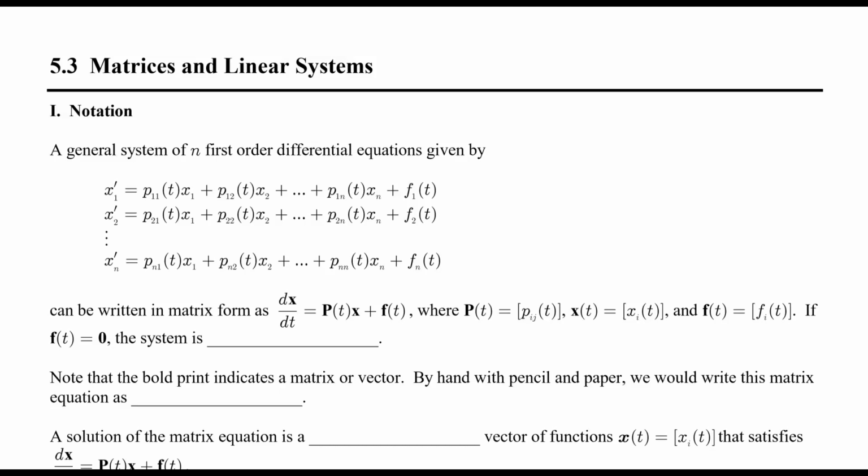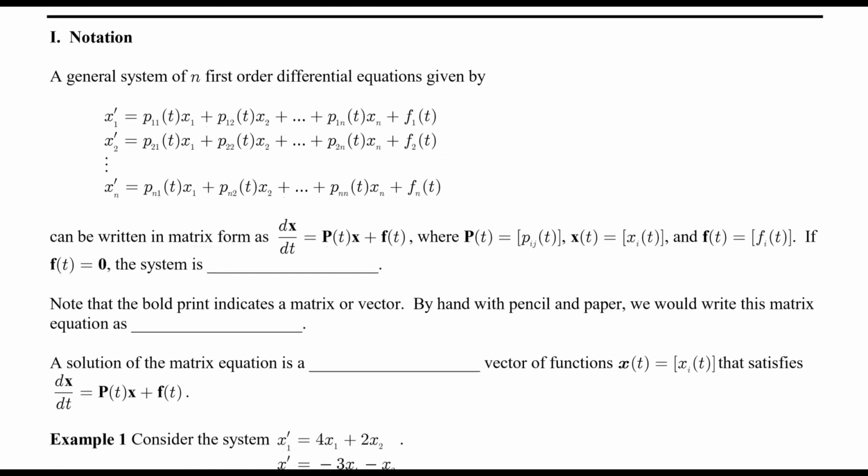A general system of n first-order differential equations is given by, and notice here we have our system. This is familiar. We looked at this in our last section. And what we want to do is identify independent variable and dependent variables and coefficient functions. As we saw in the last section, the independent variable is hidden here in the arguments of the function. So let's make a note that the independent variable is t in this case.